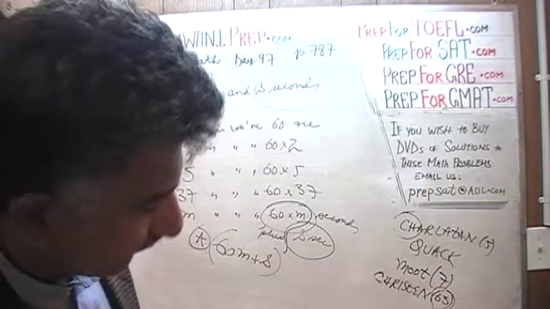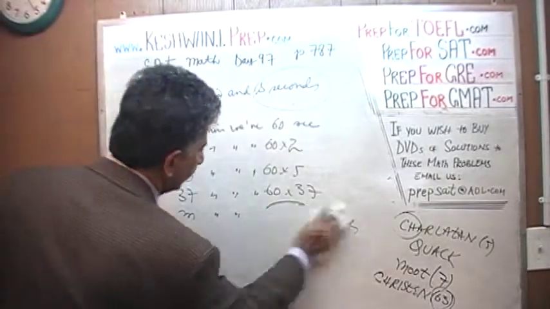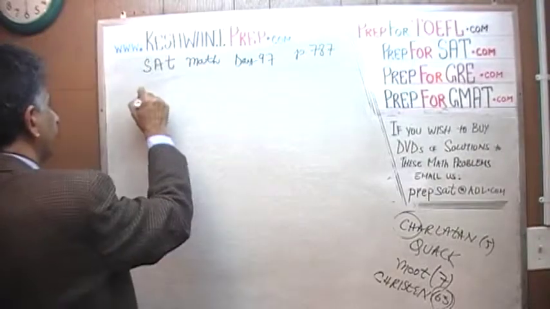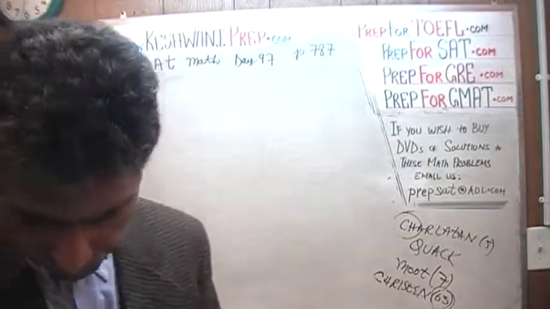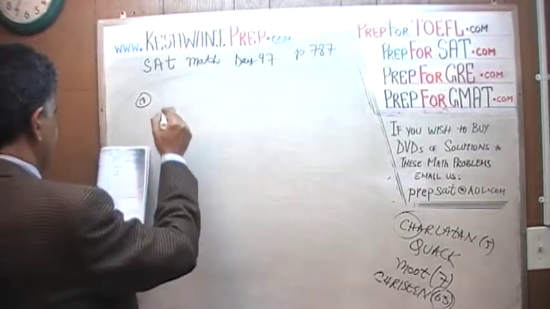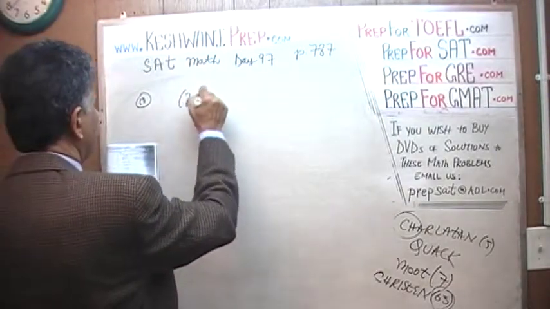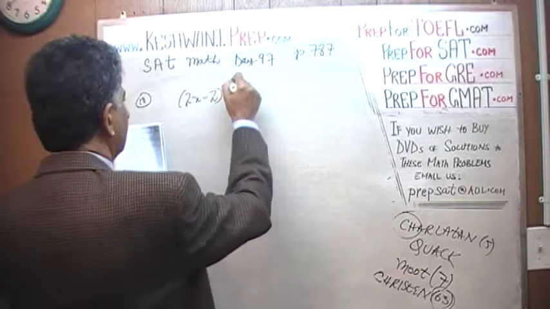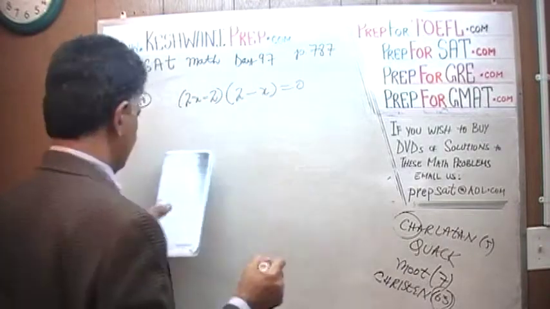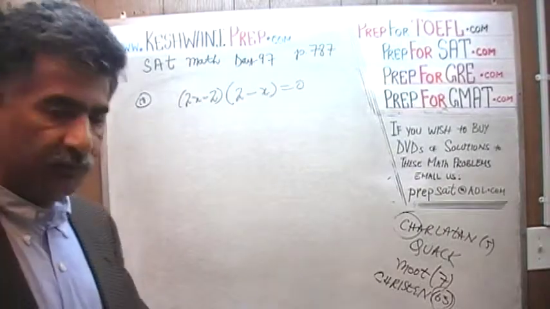The last one, number 10. It says if 2 times x minus 2 times 2 minus x equals 0, then what are the possible values of x?